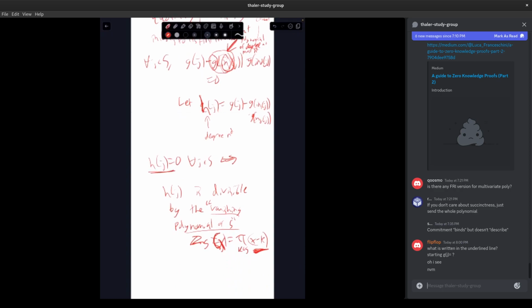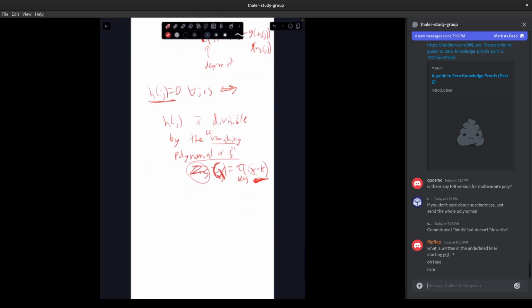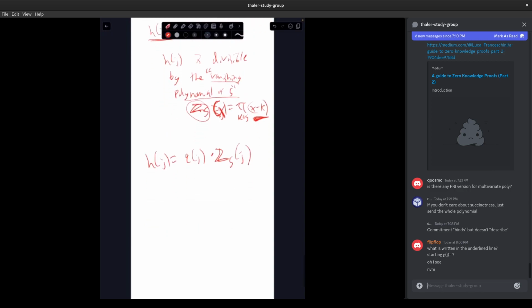If H of J is divisible by the vanishing polynomial for S, then clearly H of J equals 0 for all J in S. So if we can write H of J as something times the vanishing polynomial, then by definition this evaluates to 0 for all J in S.